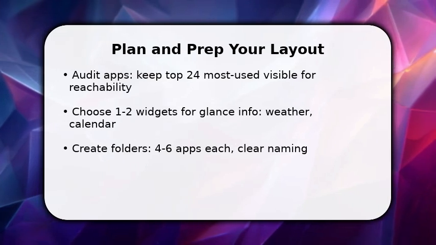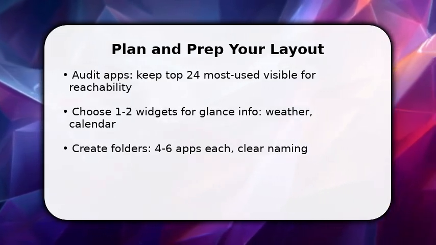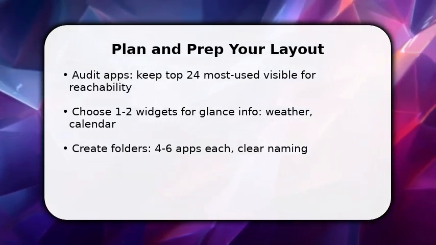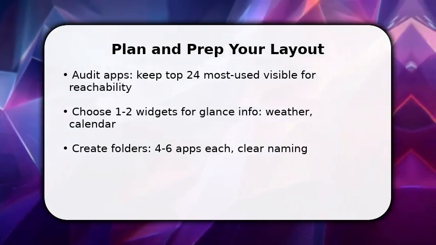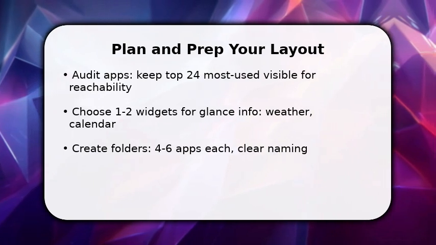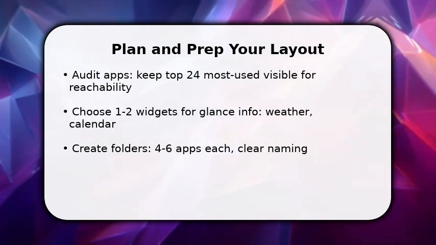Enjoy the video. You start by deciding purpose: quick access, minimalism, or productivity. Move the highest priority apps to the bottom 2 rows for thumb reach. Once done, add one weather or calendar widget on the top left for glanceable info.